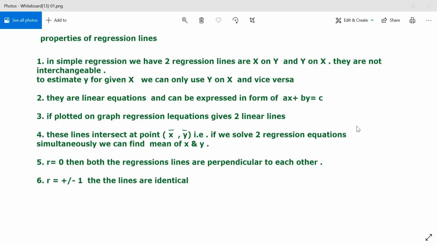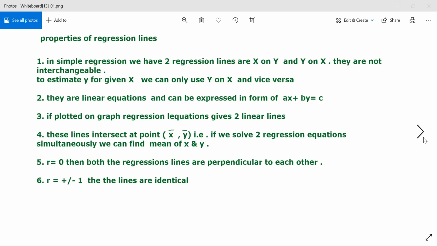Next, the 5th and 6th are not given in your 12th book, but they are still important regression properties. If r is equal to 0, that is, there is no correlation, then both regression lines are perpendicular to each other. And if r is equal to plus or minus 1, then the regression lines are identical. Identical means they lie on each other.